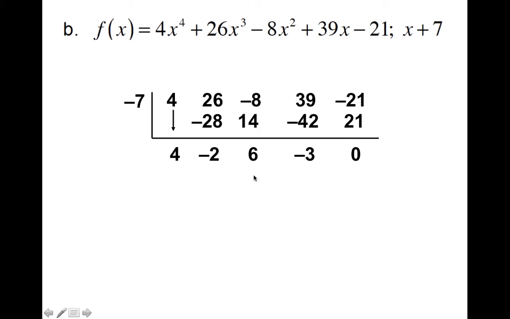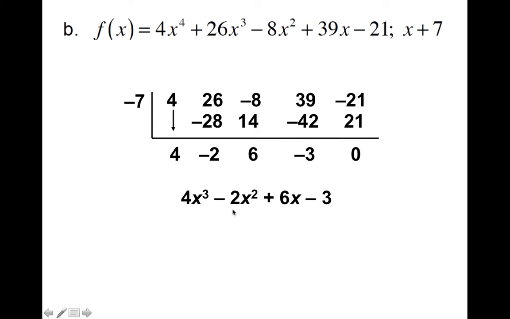So I'm going to rewrite this in descending order. If the power was x to the 4th, after synthetic division, this is going to be x to the 3rd. So we have 4x to the 3rd minus the 2x squared plus the 6x minus the 3. Again, we don't have a remainder. Now that we have this, we still need to factor it.